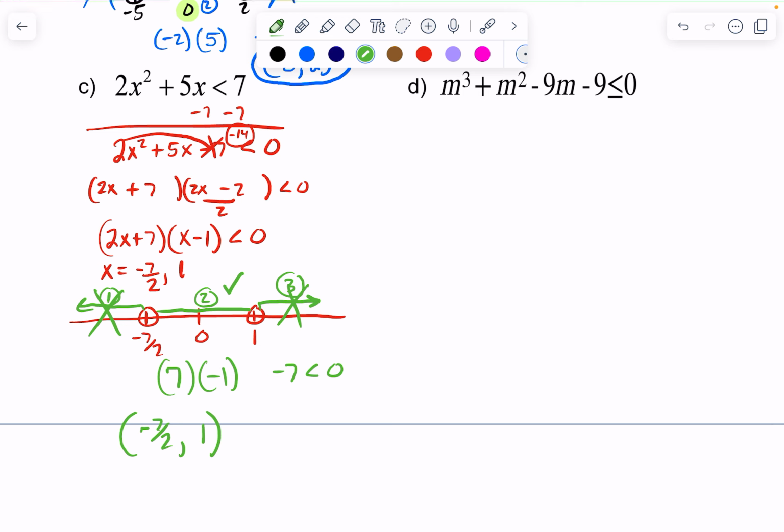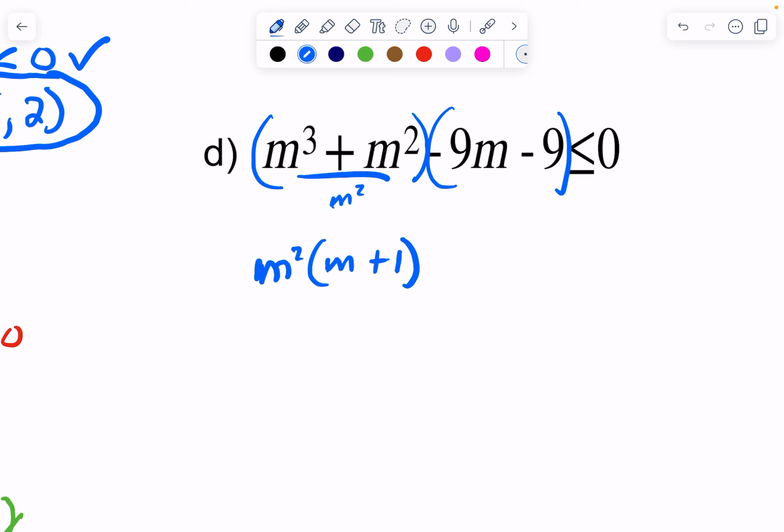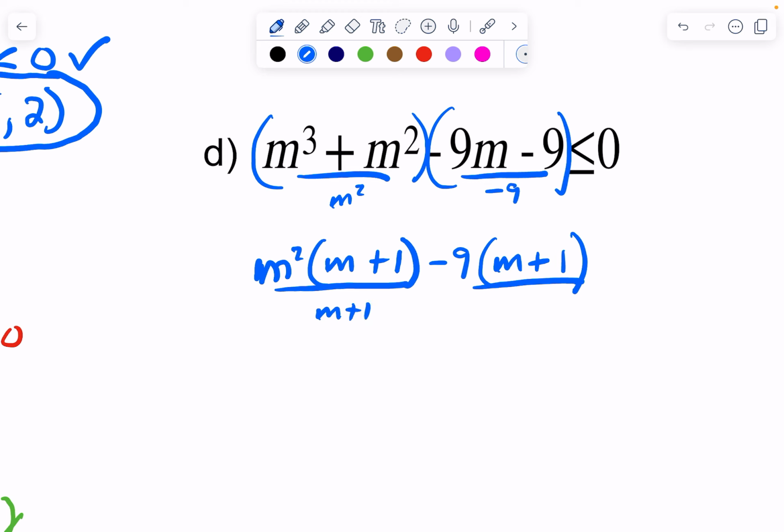And last but not least, remember that when we have 4 terms, we're going to go ahead and use the grouping method of factoring. So we're going to go ahead and group these two. We're going to factor out a common factor of m squared here, leaving me with m plus 1. And then from here, I'm going to go ahead and factor out a negative 9. If I factor out a negative 9, I'm left with the exact identical binomial of m plus 1. Now I'm going to go ahead and factor the m plus 1, which is the common factor here. And I have a leftover of m squared minus 9.